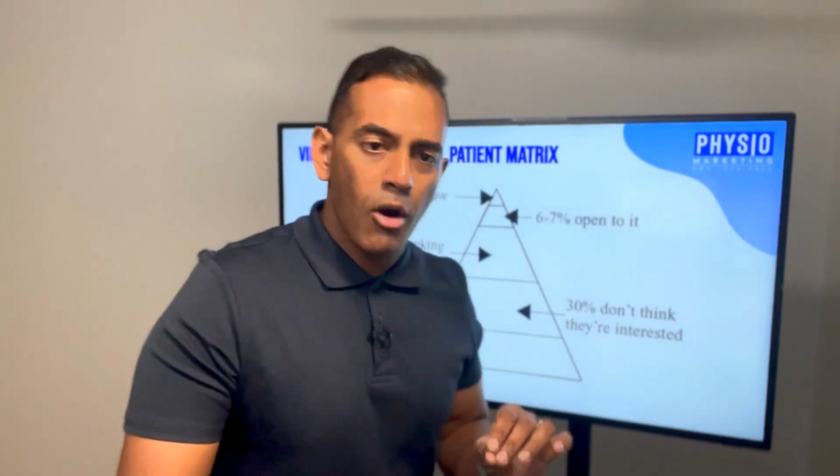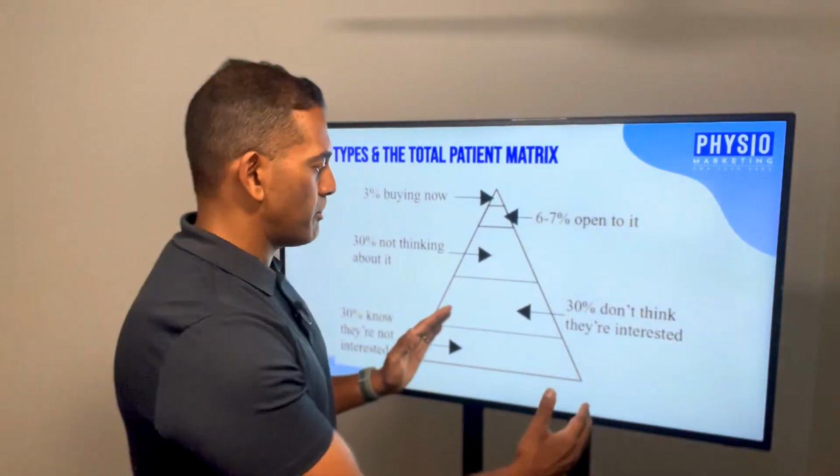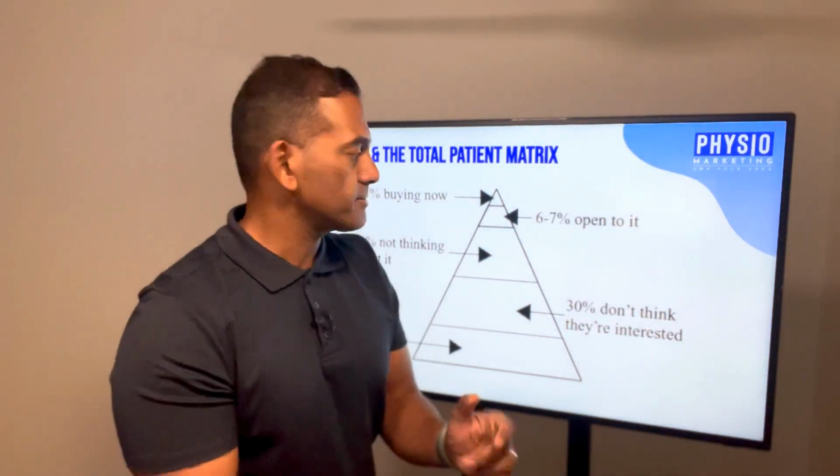So if you really look at it, the aim of all of these types of ads, if you're starting out from the bottom, is to slowly raise them up through the total patient matrix to get them to be in the buy now state, right? They're looking to book in an appointment. Then I need to get that booked into the diary. Those are some principles that you can create video ads on, right?